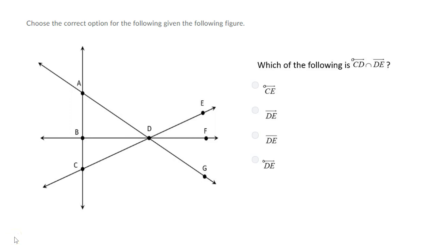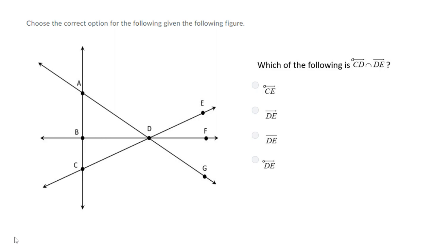So I'm going to go through the questions that you were given on the practice quiz so that you can check your work before taking it and seeing if you're on the right track or not. So the first several questions dealt with this figure here, and you were asked to find various intersections and unions of segments, rays, and whatnot here.